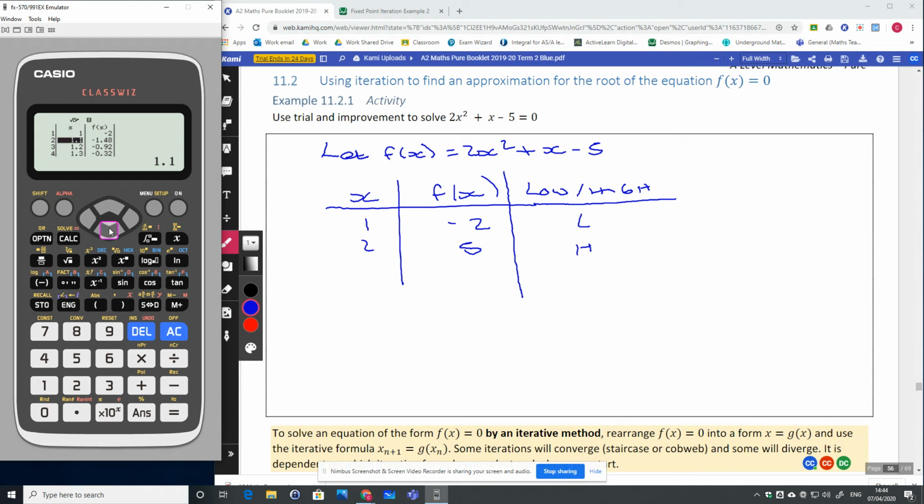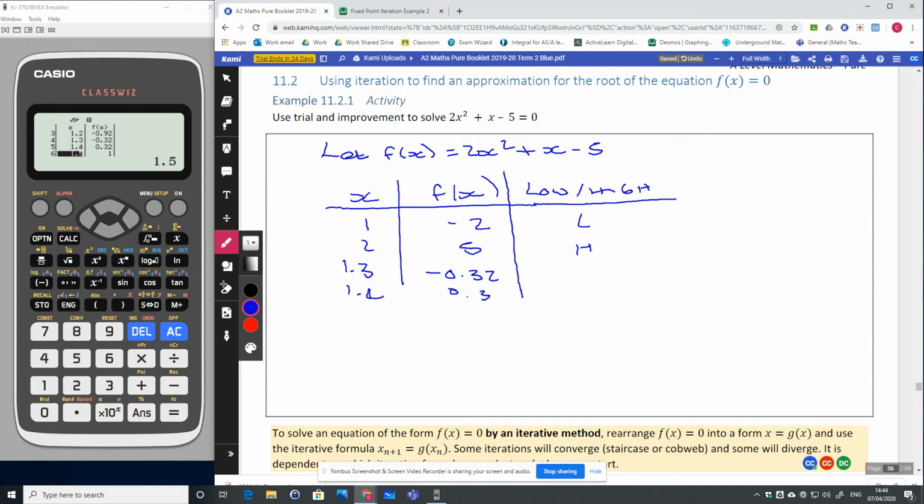Scrolling down, I'm looking for a change of sign, so 1.3 to 1.4 is where my change of sign is happening. So I've got -0.32 and 0.32. That one's too low, that one's too high. So what we've got here is the root is in the interval 1.3 to 1.4. Let's go for one more.